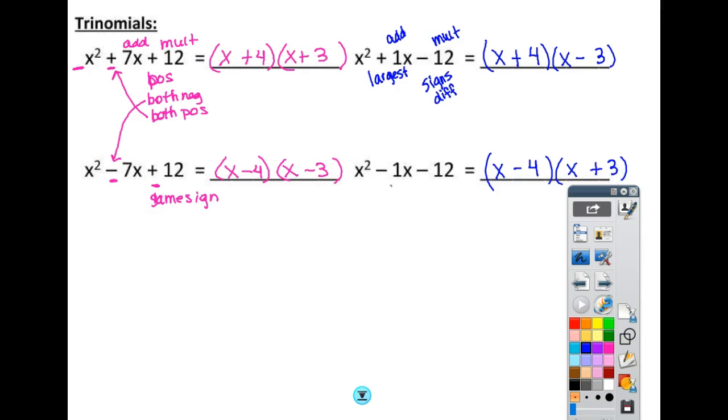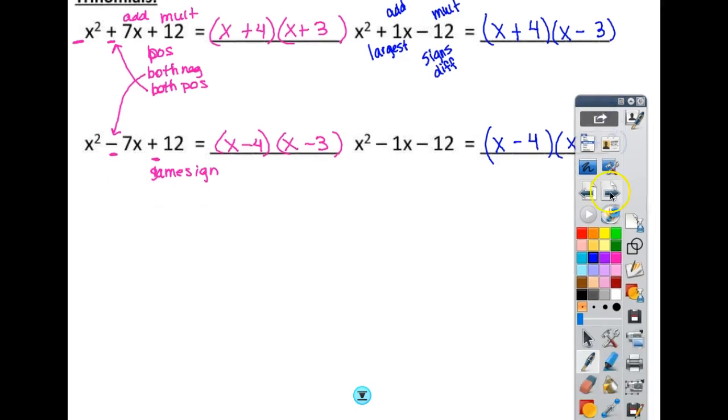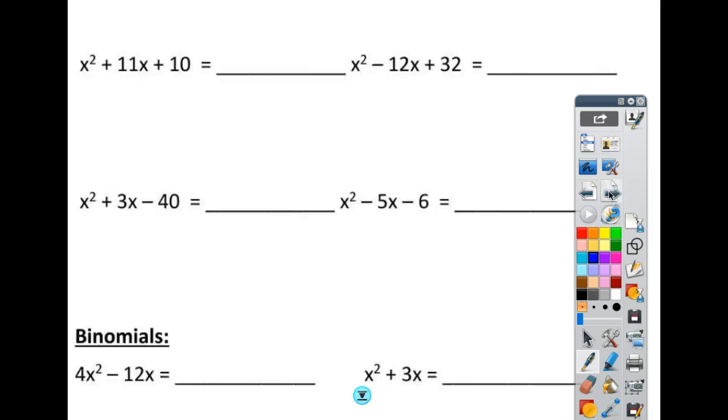Okay? So a lot of you are pretty good at this, but some of you still need to work on it. One reason is you are kind of weak with your multiplication facts, so it's to your advantage to work on that. And I'm hoping that today will help that out a little bit. So let's just do a couple more of these. What multiplies to 10 that adds to 11 would be what? 10 and 1.